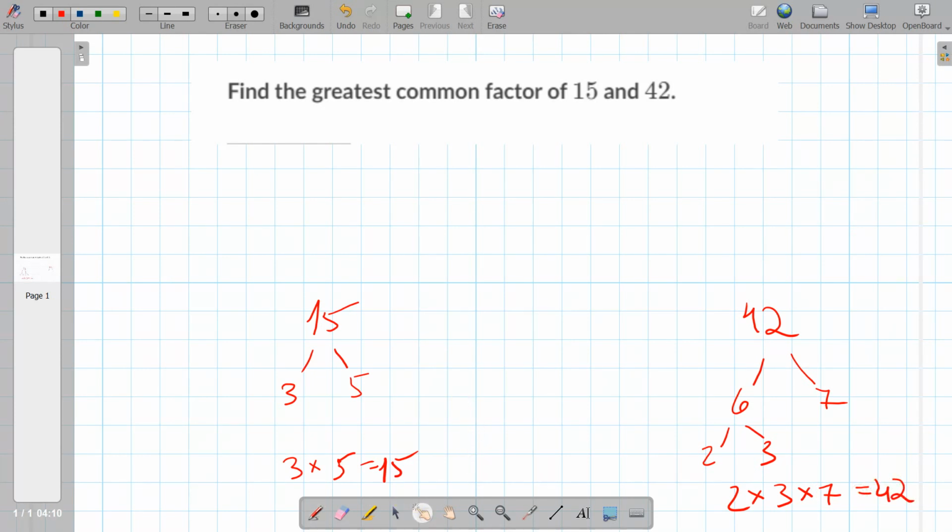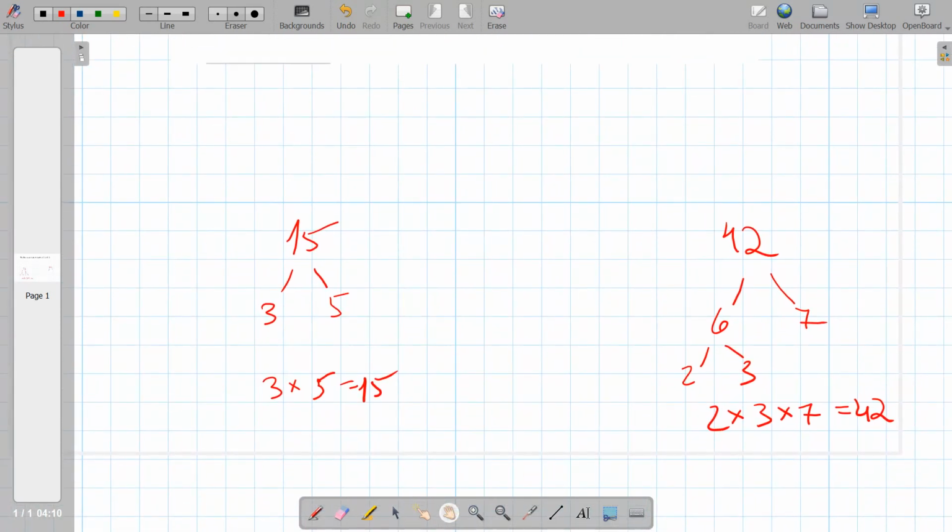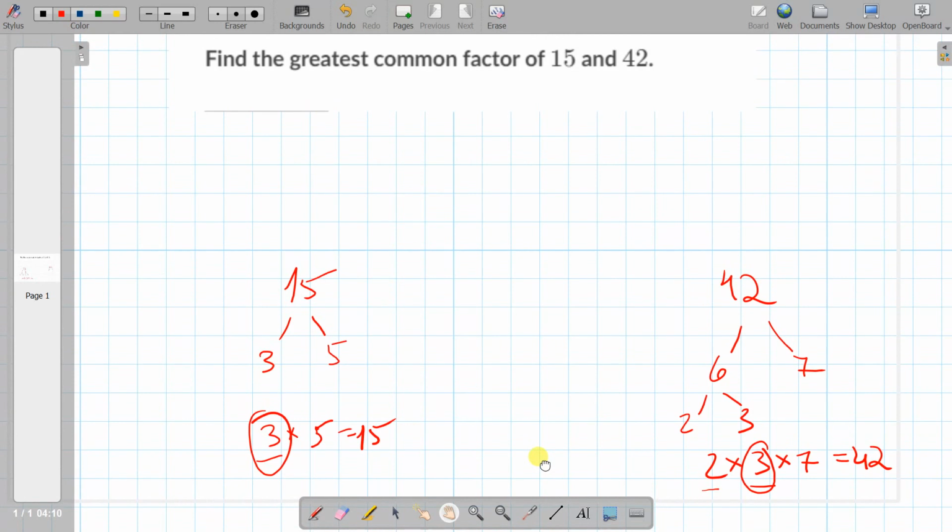Do they have something in common? Yes, we have the 3 in common. So 3 and 3, and that's it. We have no more common factors. So 3 is the only thing that is in common. So 3 is the greatest common factor.